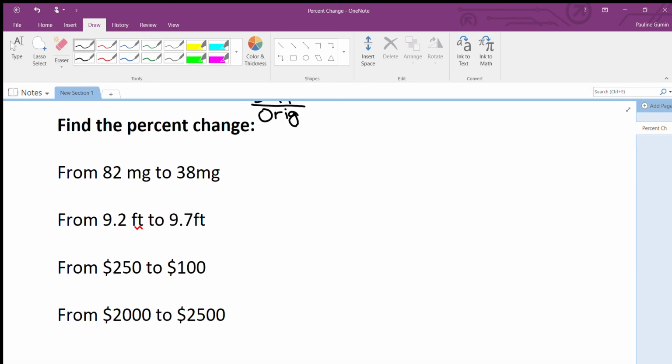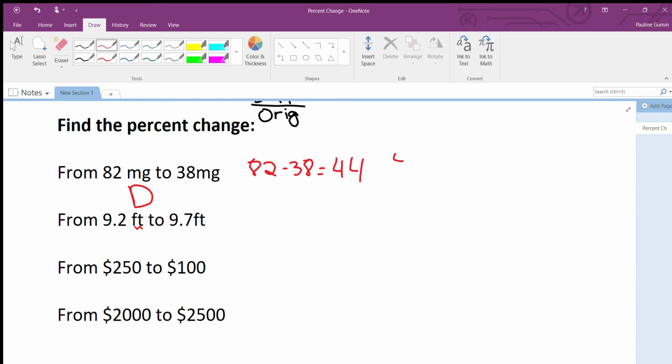We have 82 milligrams becomes 38 milligrams. First of all, is this an increase or a decrease? I'm going to start off by giving it a D for decrease because 82 to 38, that's getting smaller. Next, I'm going to find the difference between 82 and 38. That's 44.